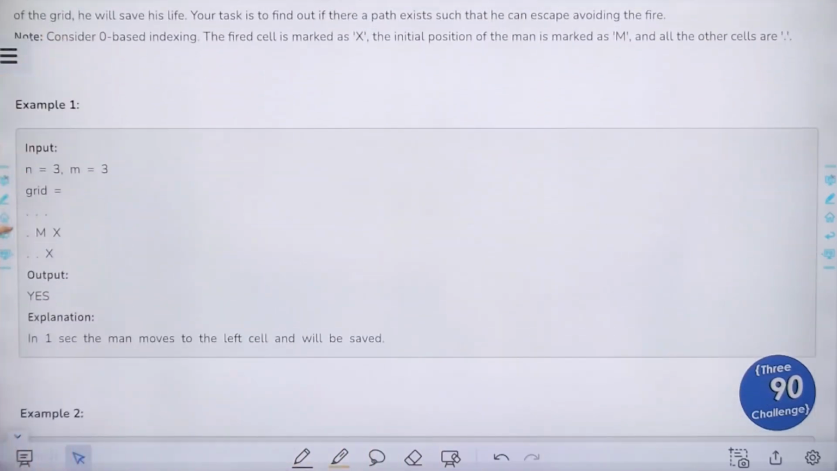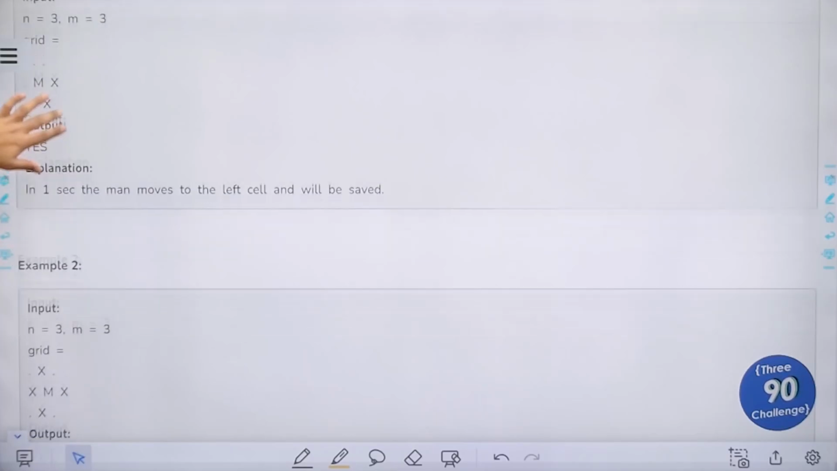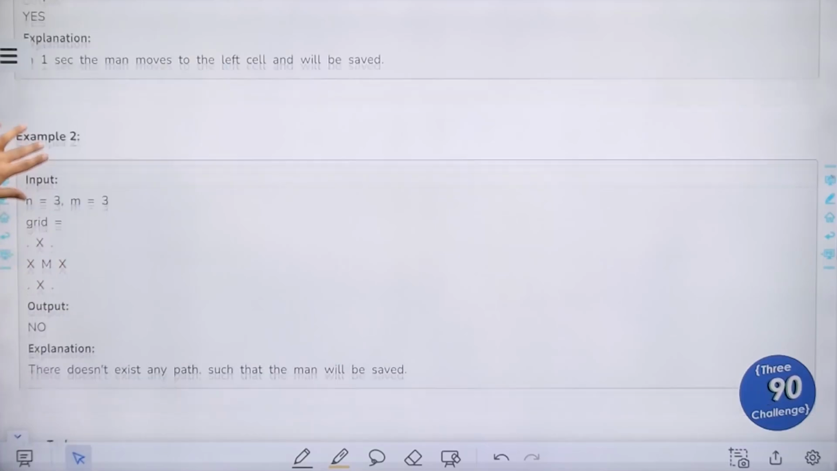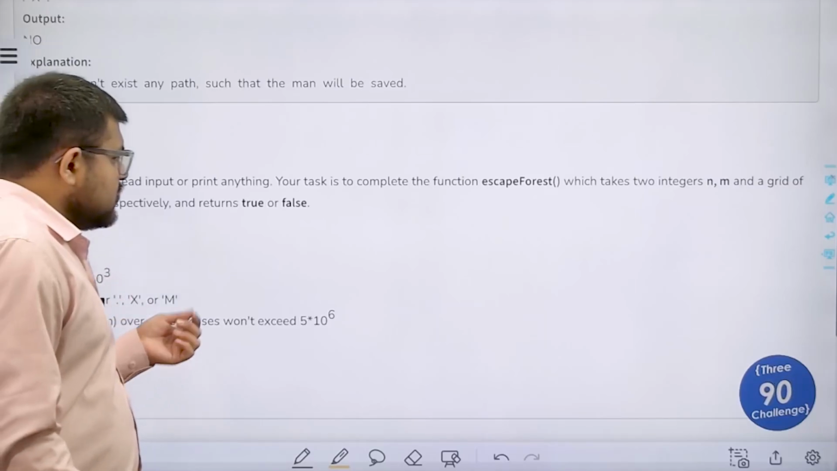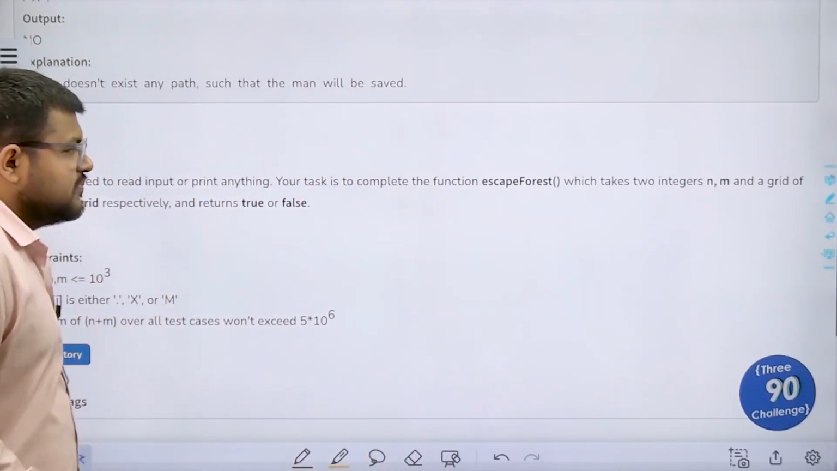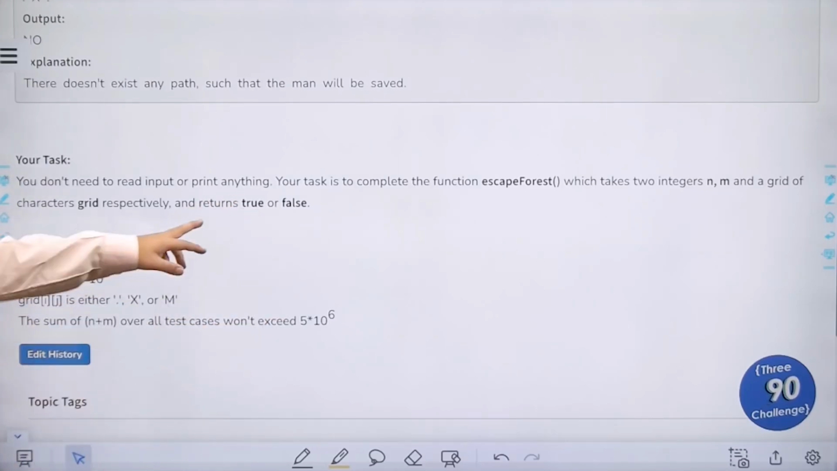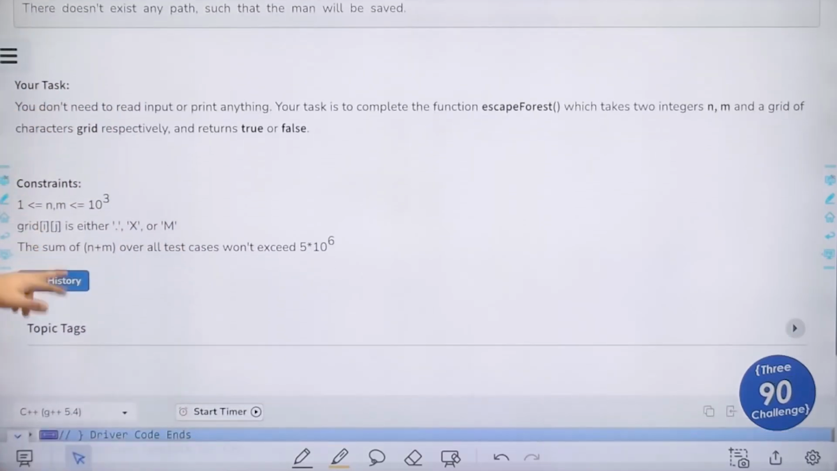So for example, if we look at this case, here n equals 3, m equals 3, and here the output is yes, the man will be able to escape the fire. Now we'll see the explanation of this test case further. I am not going into detail right now, but this is how the input is. Here the man is here and these are the initial cells on fire, and here the output is no, the man cannot escape. You don't need to read input or print anything. Your task is to complete the function escapeForest, which takes two integers n, m, that is the number of rows and number of columns, and a grid of characters, and returns true or false. True when the man is able to escape the forest, and false when the man is not able to escape the forest. Constraints are given here.